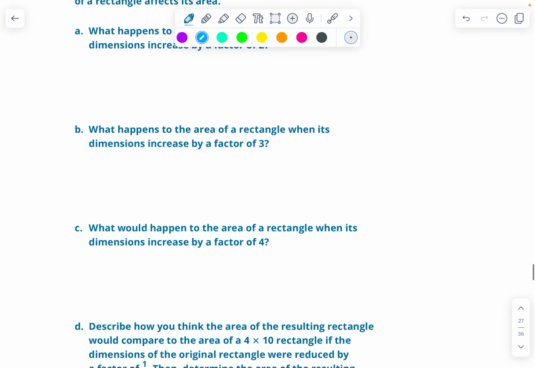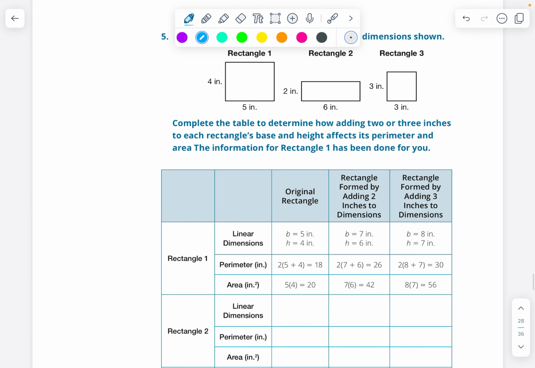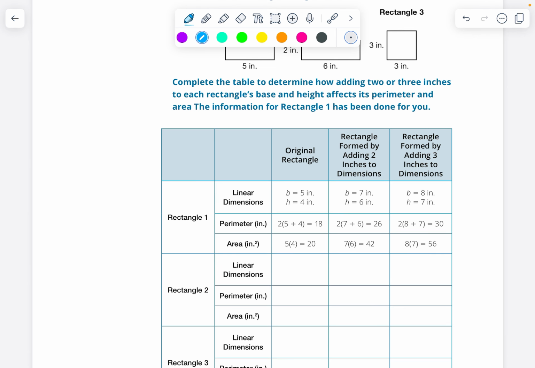And we're going to omit until we get here. It's the same 3 rectangles, but this time we're adding to the dimensions. We're not finding the factors, or we're not using the factors on the dimension.